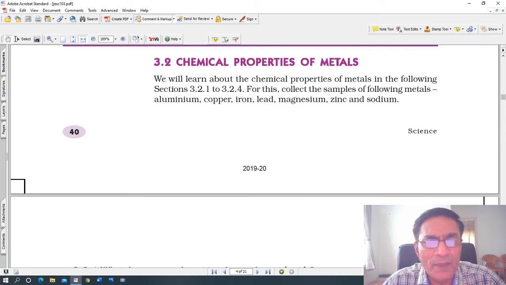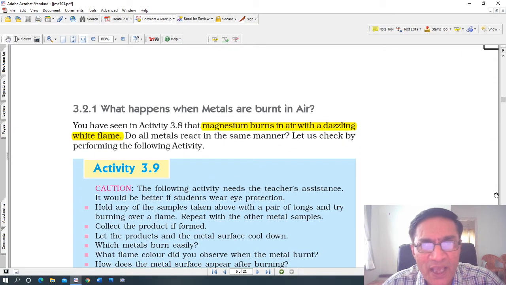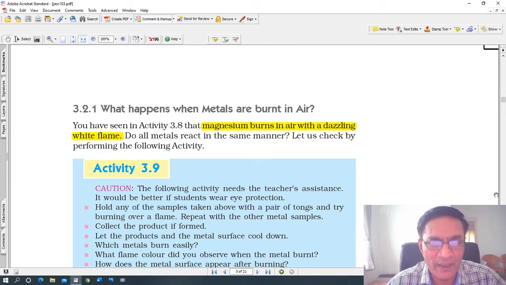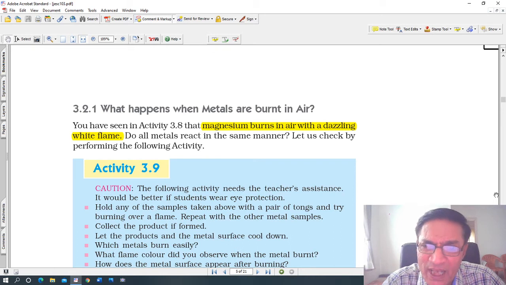Take samples of metals like aluminum, copper, iron, lead, magnesium, zinc, and sodium. These are all metals. You can take small pieces of these metals and then burn them in the air and see how they react with oxygen. What happens when metals are burnt in air? You have seen in activity 3.8 that magnesium burns in air with a dazzling white flame, and that's why it was used in photography. Do all metals react in the same way? Let us check by performing the following activity.